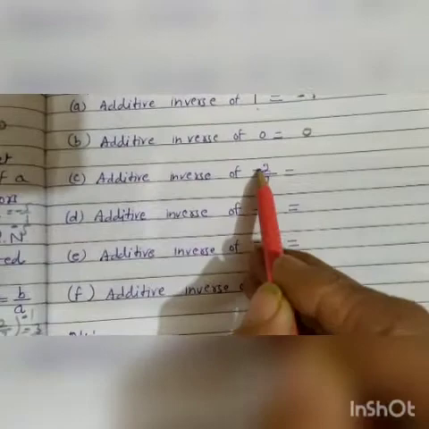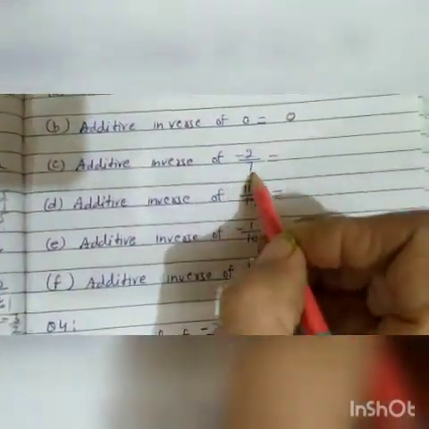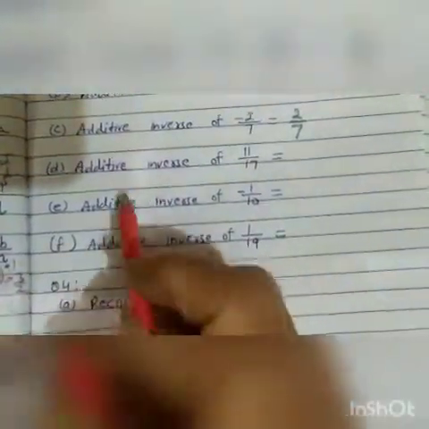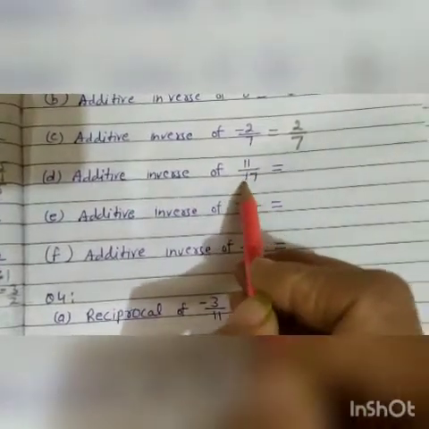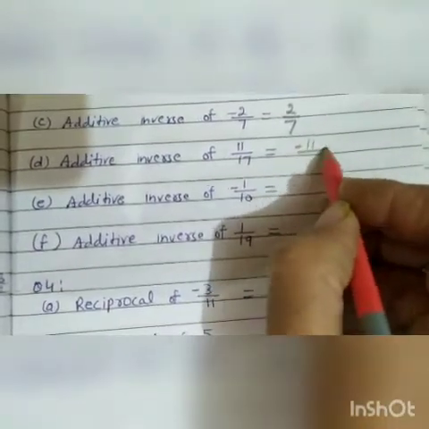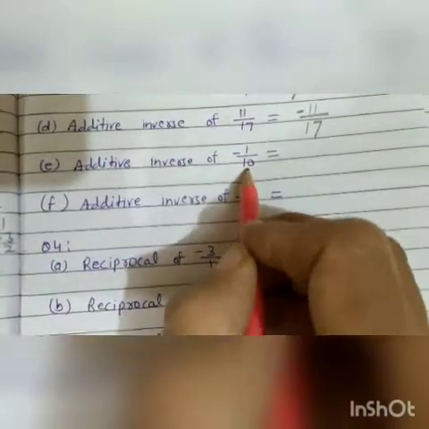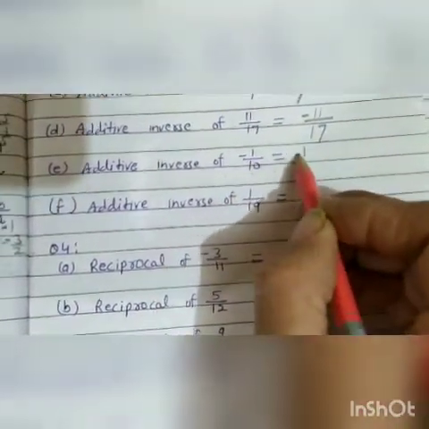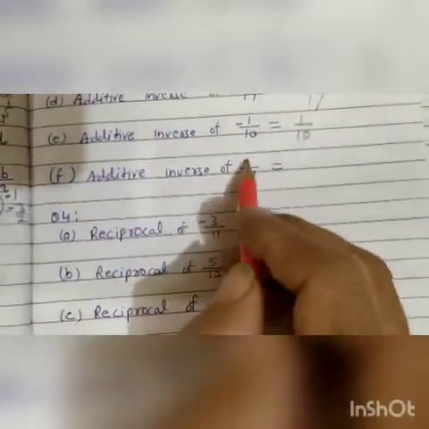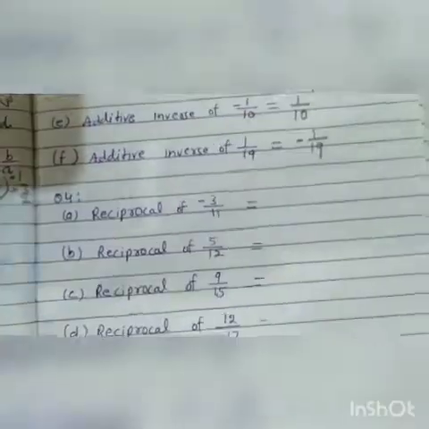Additive inverse of minus 2 upon 7. This minus will change to plus. So plus 2 upon 7 means only 2 upon 7. We will not put here plus sign. Additive inverse of 11 upon 17. 11 upon 17 means plus 11 upon 17. So it will be minus 11 upon 17. Additive inverse of minus 1 upon 10. It will be plus 1 upon 10, means 1 upon 10. Additive inverse of 1 upon 19 will be minus 1 upon 19.